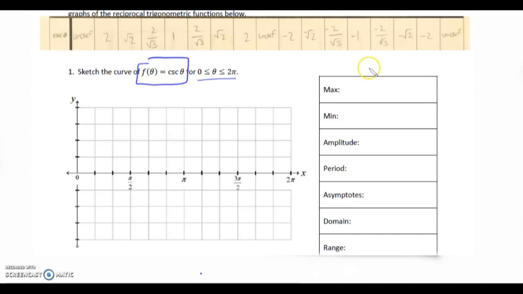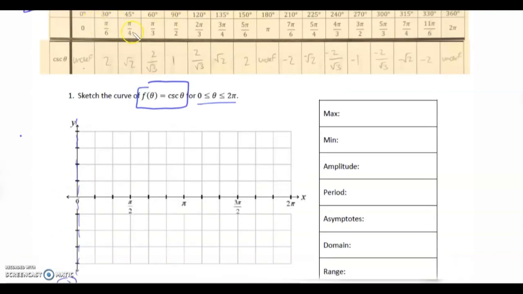Looking at the points from 6.3, at 0 we have undefined. So for cosecant, there's going to be a vertical asymptote at 0, so it's going to be x equals 0. Now we have the x coordinates here. Pi by 2 is 90 degrees. Pi by 4 is right in the middle, it's 45 degrees. Pi by 3 is going to be 60 degrees, and over here is going to be pi by 6. So we're going to graph pi by 6, comma 2.